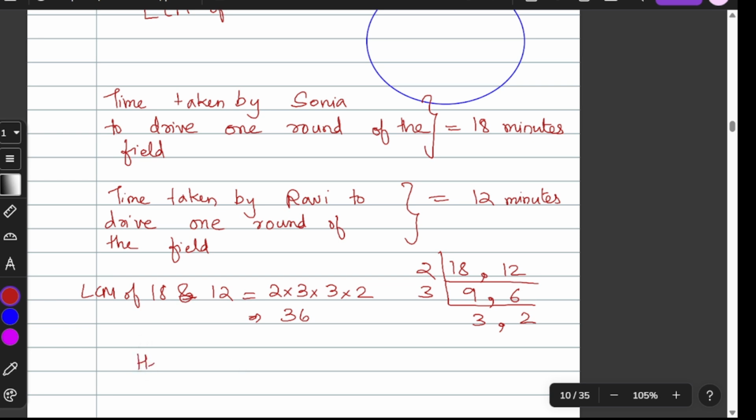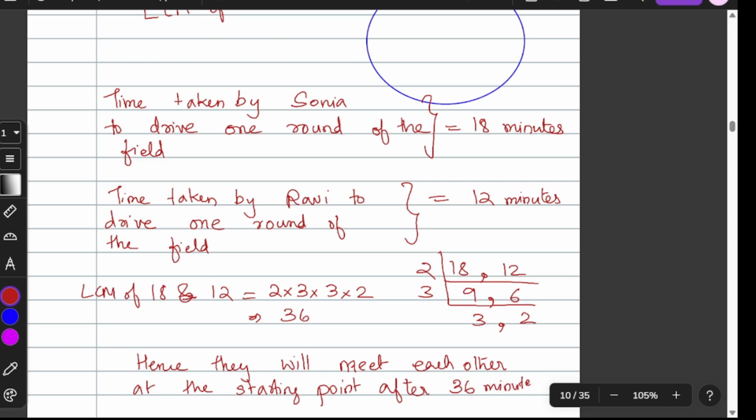Hence, they will meet each other at the starting point after how many minutes? After 36 minutes. Clear? Is it clear for all? Okay.